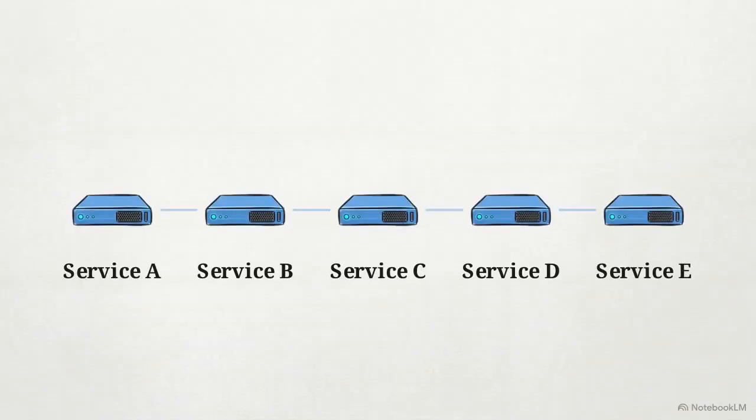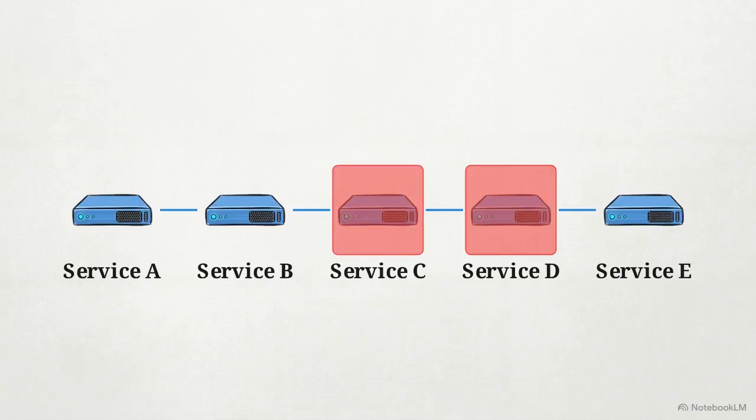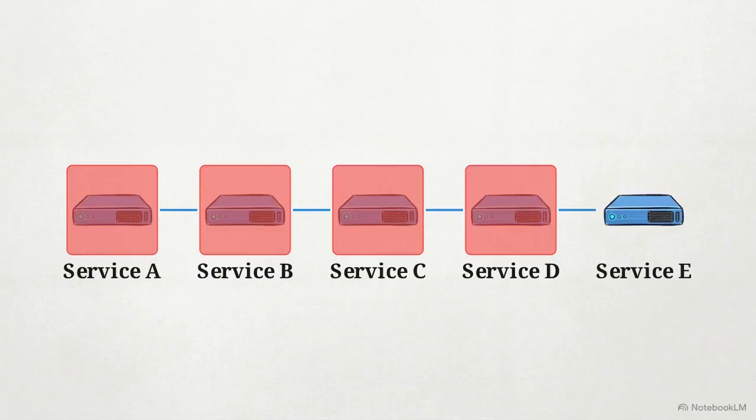Synchronous communication creates direct, real-time dependencies. In this chain, service A calls B, which calls C. A single timeout multiplies risk. When node D drops offline, the failure cascades backwards. Services C, B, and A turn red sequentially, illustrating total system collapse.